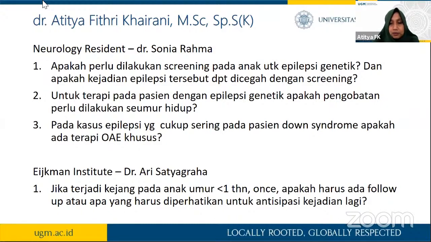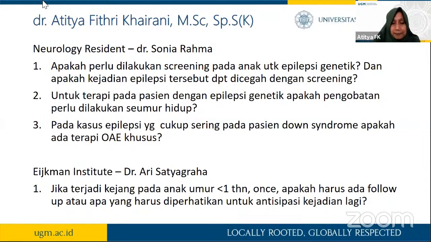Kemudian yang ketiga, pada kasus epilepsi yang cukup sering pada Down syndrome, apakah ada terapi khusus? Untuk Down syndrome kelainannya adalah pada kromosom. Ini berbeda dengan Dravet syndrome. Dravet syndrome kelainannya pada SCN1A, sehingga ada terapi khusus, misalnya tidak boleh diberikan obat-obat yang bekerja pada channel natrium seperti carbamazepin ataupun phenytoin. Tapi kalau Down syndrome karena kelainannya pada kromosom, tidak ada obat anti epilepsi khusus, hanya menyesuaikan dengan tipe kejangnya.